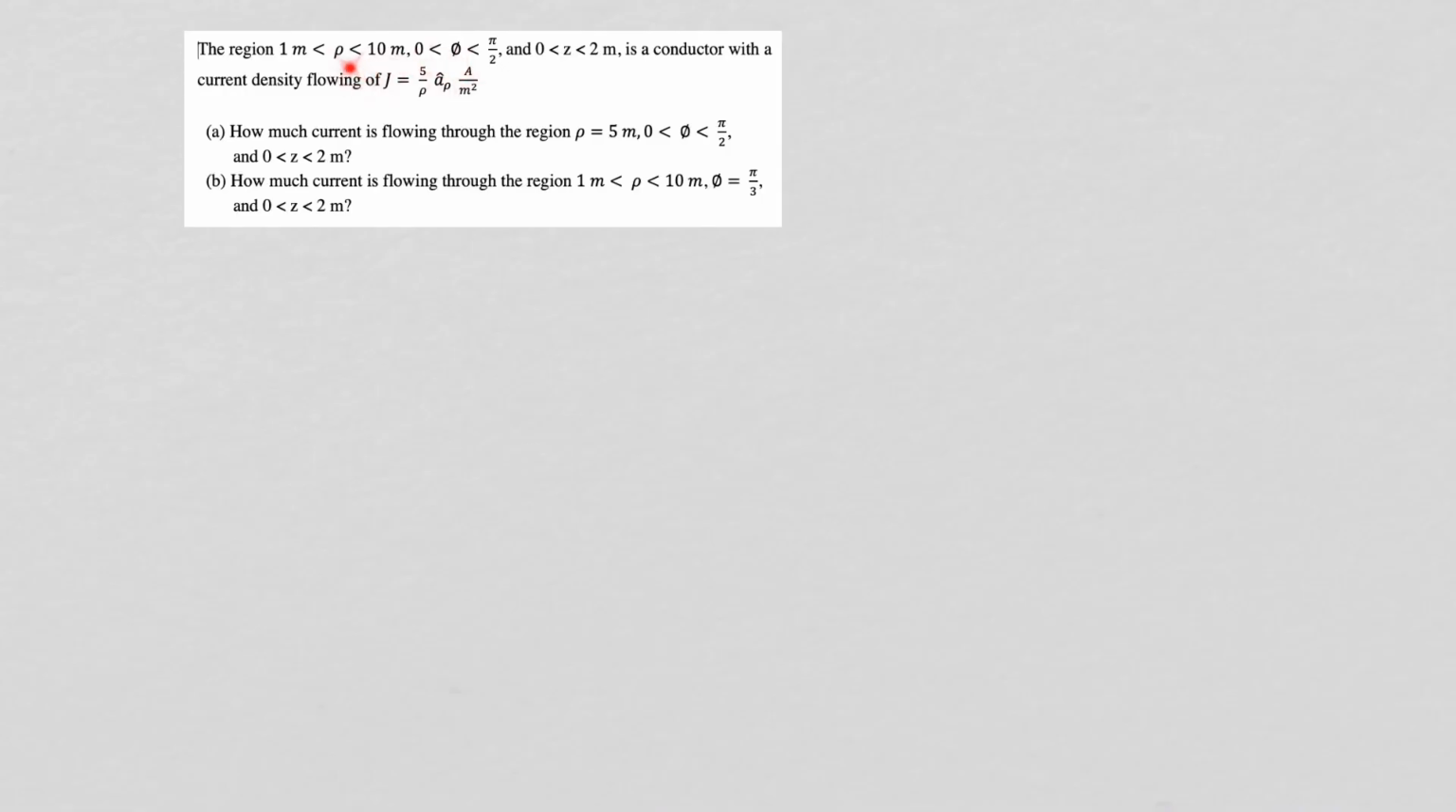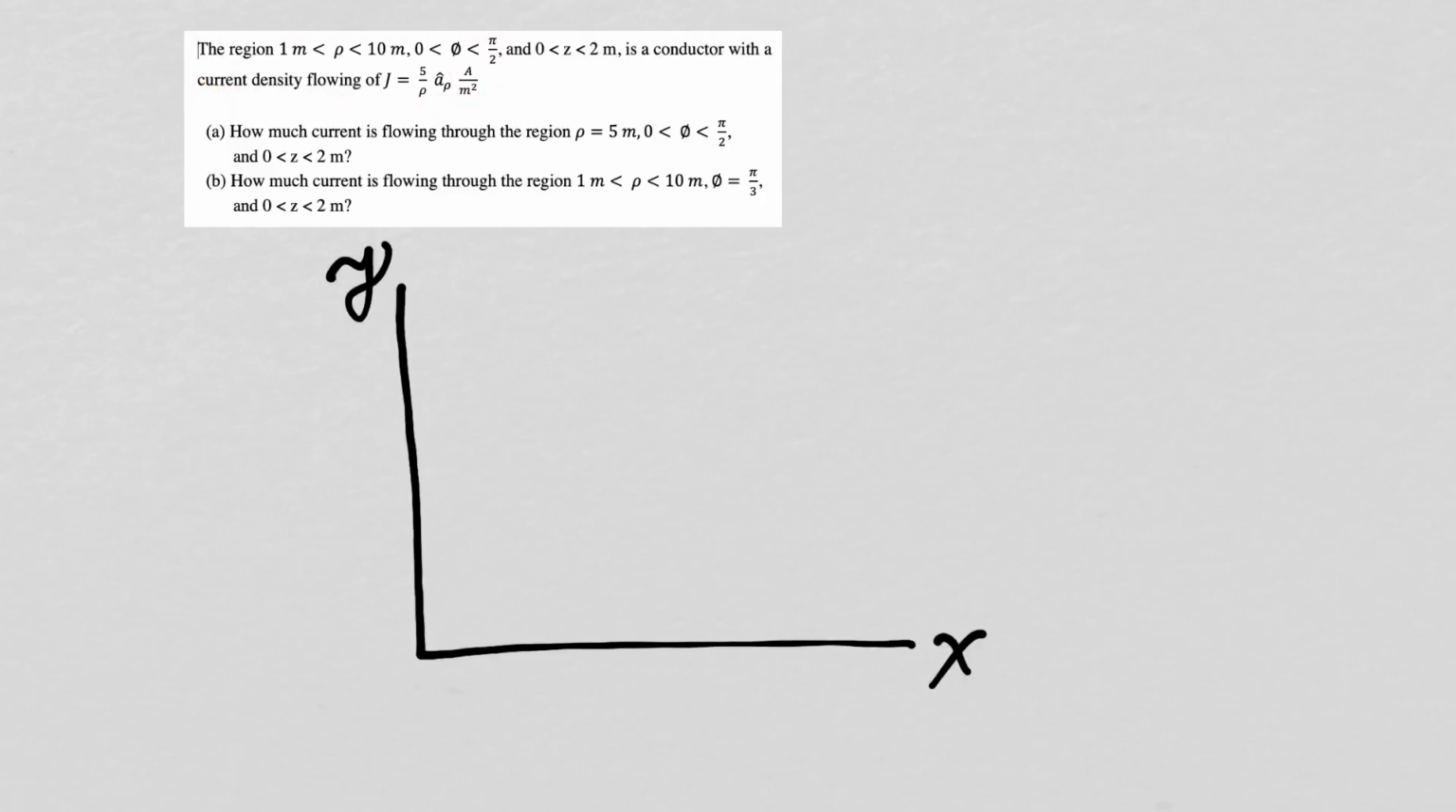We are given a region through which this current density is flowing, and then we're going to calculate how much total current is flowing through two different surfaces. So let's first draw the region where the current is flowing. In the rho direction, current is flowing between 1 and 10, and from the angle here we see it's confined to the first quadrant.